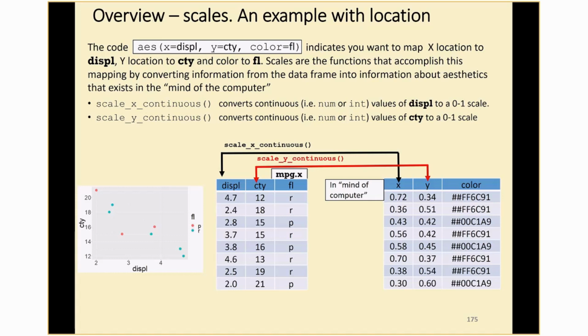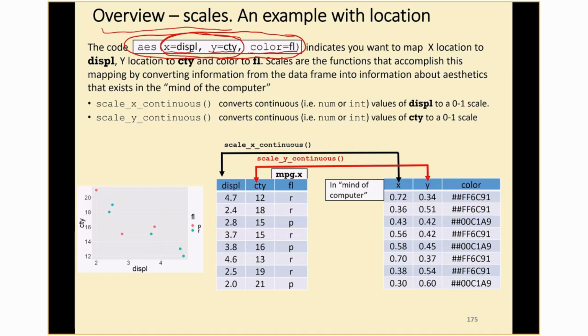So I'm going to begin with an overview slide here. So what is a scale? The way I think of a scale is it's the function that brings about an aesthetic mapping. So let's think about if we were to do an aesthetic mapping, such as shown here. We've mapped the X location onto the variable displacement, the Y location onto the variable city, and color onto fuel. And I want to begin with considering first these guys, the mapping of the X and Y location. So the scales are the functions that bring about that mapping.